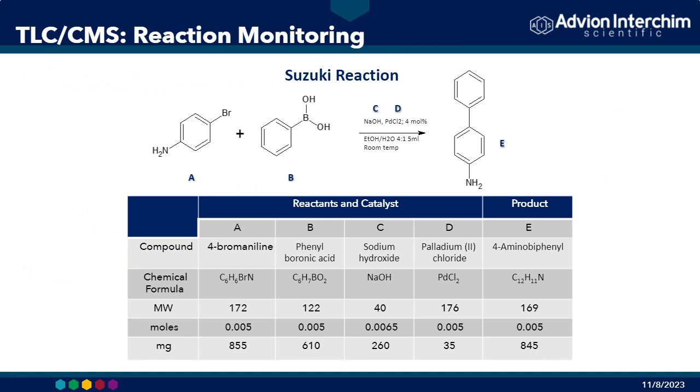Okay, so let's look at a specific example. A Suzuki reaction, many of you have probably done this if you're organic chemists. So we have a bromine species A and a boronic acid B. Those are our starting materials. There's a base, sodium hydroxide, and a catalyst, palladium chloride. Okay, so those were all placed together in a round bottom flask in 4:1 ethanol water at room temperature and stirred, and then we are looking for the presence of our product E, this 4-amino biphenyl species.